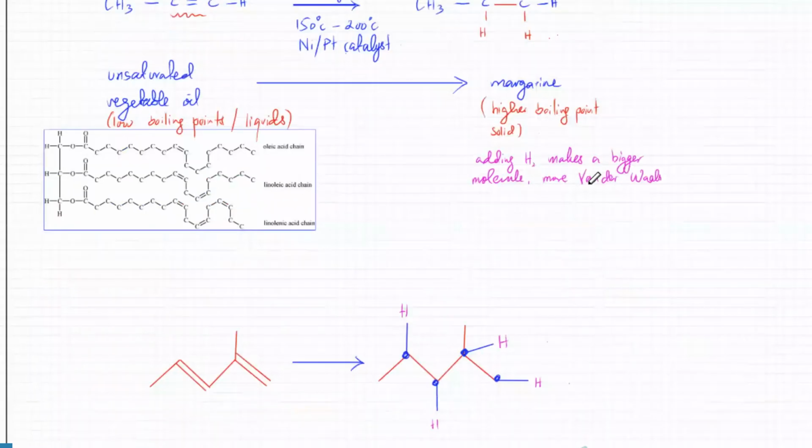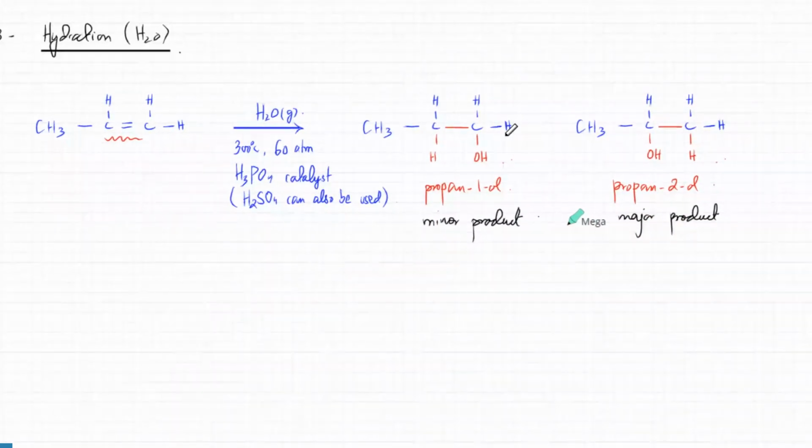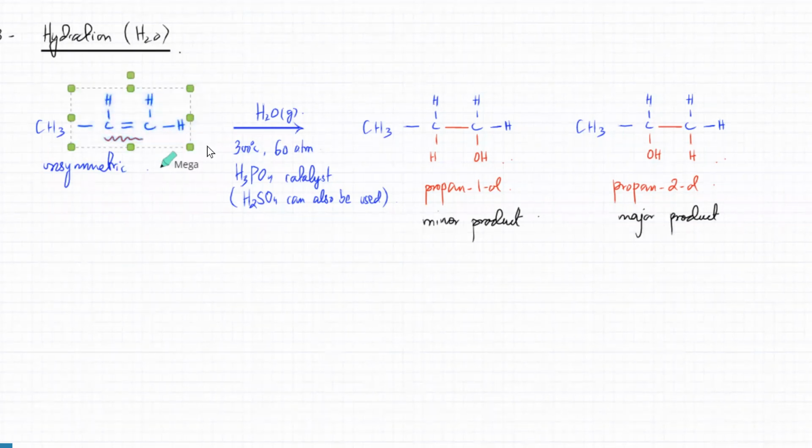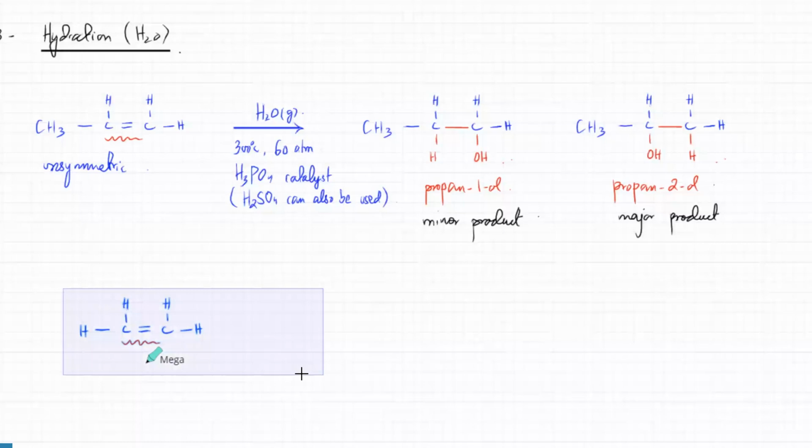Major and minor products would be an issue if you have an unsymmetric alkene. It's not going to be an issue for symmetric alkenes. Like if I had an alkene, and remember, this is only an issue for unsymmetric alkenes. Hopefully everyone knows what an unsymmetric alkene is. So this is an unsymmetric alkene. It wouldn't be an issue if I had, let's say, ethene. If I had ethene, it doesn't matter where the H or where the OH gets added, right? Because I'm not going to get two different products.